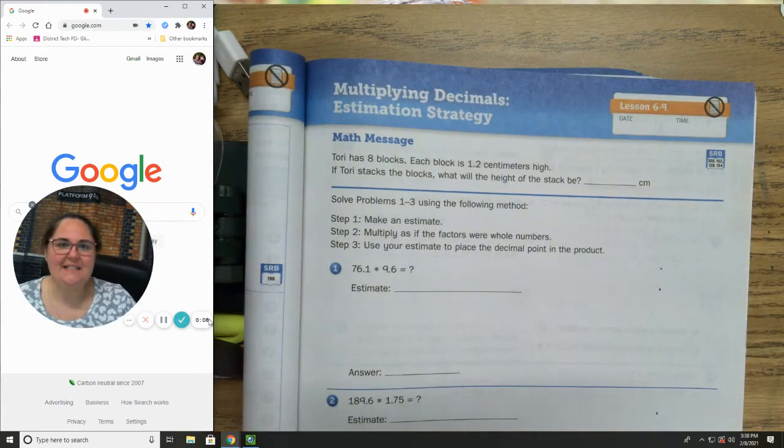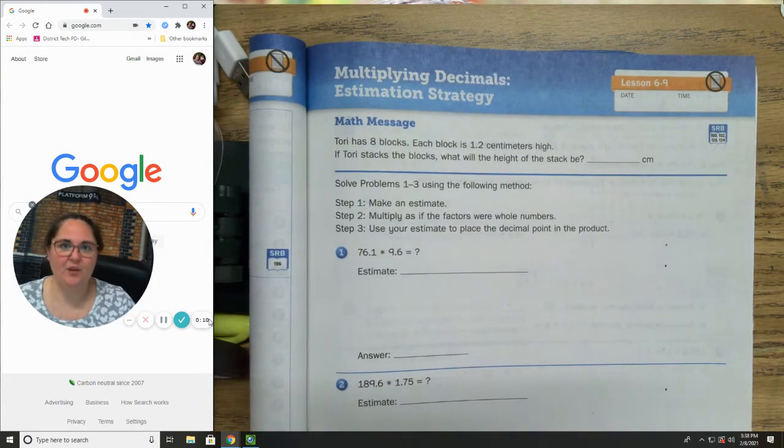So in lesson 6.8, we talked about how you can multiply and divide decimals and how using an estimate is going to help you determine if your answer is close and where to place your decimal. So we're going to take that a step further. So today we're going to start by doing a math message.